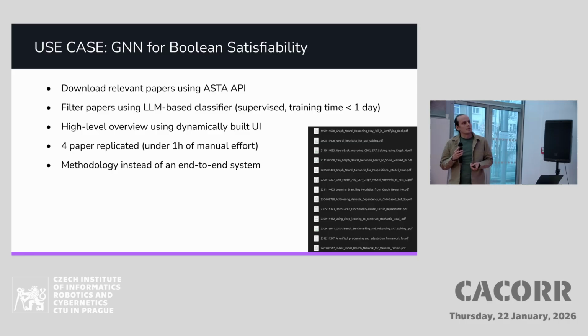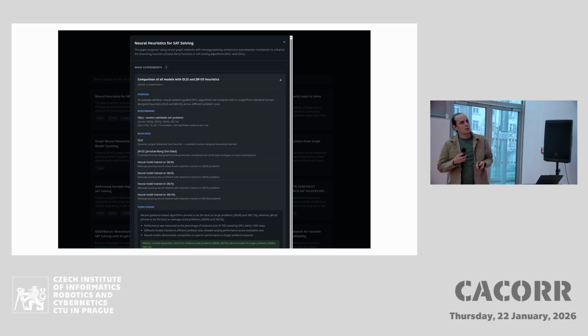So first, we want to understand what's in this paper. So we are experimenting with a dynamically built UI, where we have some query, for example, what kind of contributions are in these papers. And then the LLMs go over these papers, extract the information, and then they synthesize code which will visualize this information in some easy to understand manner. So here is an example. We have this UI where we can click on a paper and see what kind of experiments are there.